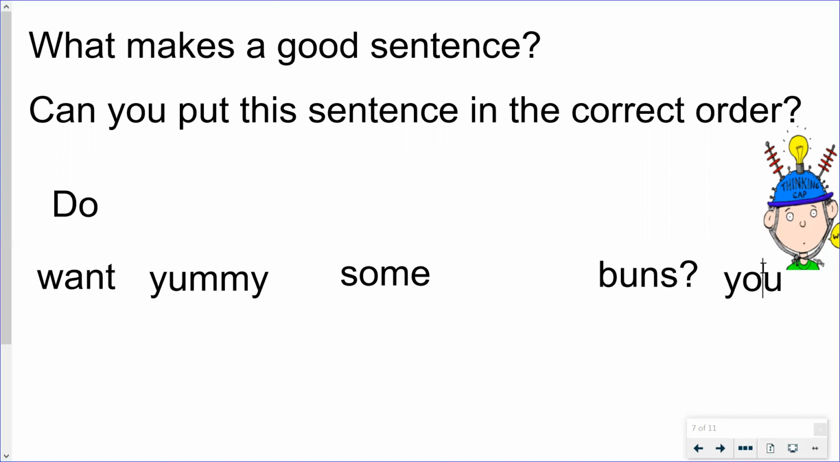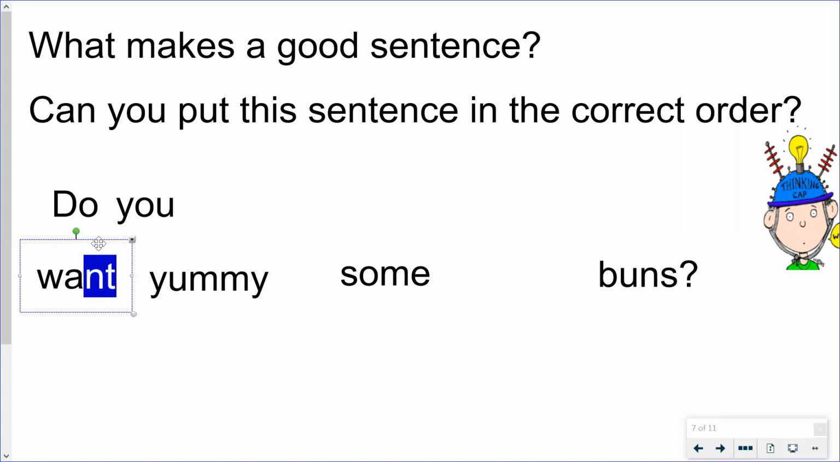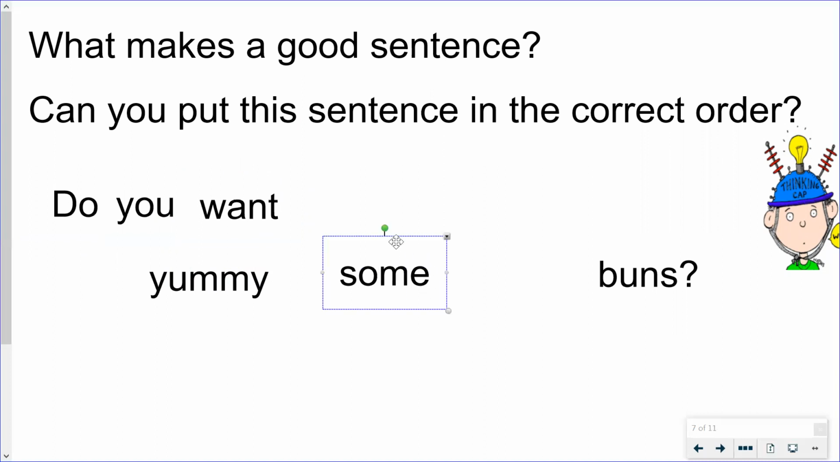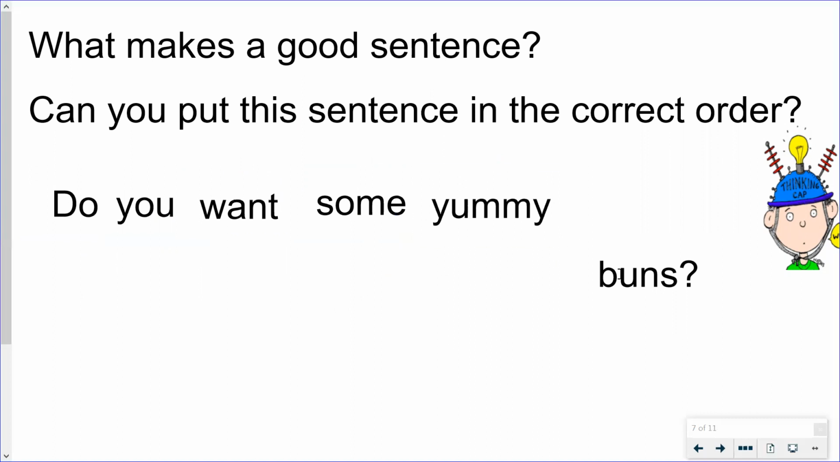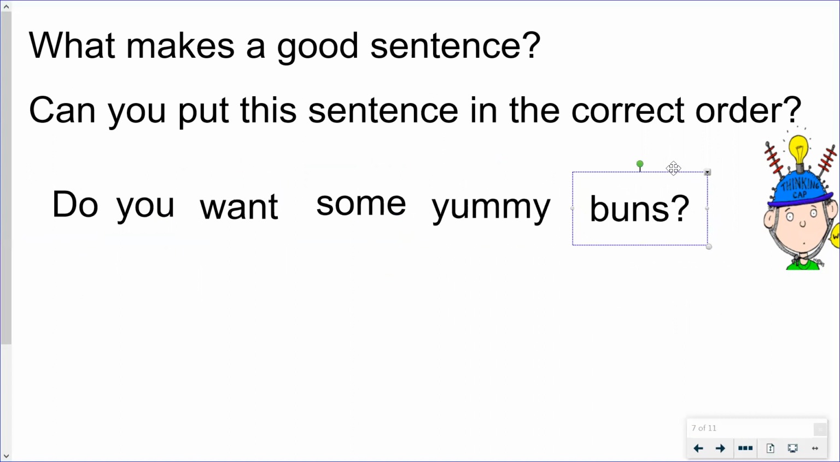Fantastic. Thank you for telling me. It's the word you. So I'm going to move the word you right here at the beginning. So do you think next I'm going to put yummy? Do you think I'm going to put some? Now I need to put the word want. So do you want yummy some buns? Does that make sense? No. So I need to put the word some first. Thank you for telling me. So some. So do you want some yummy? Well done. Fantastic. Because we know that the word buns needs to go at the end because it has the question mark.